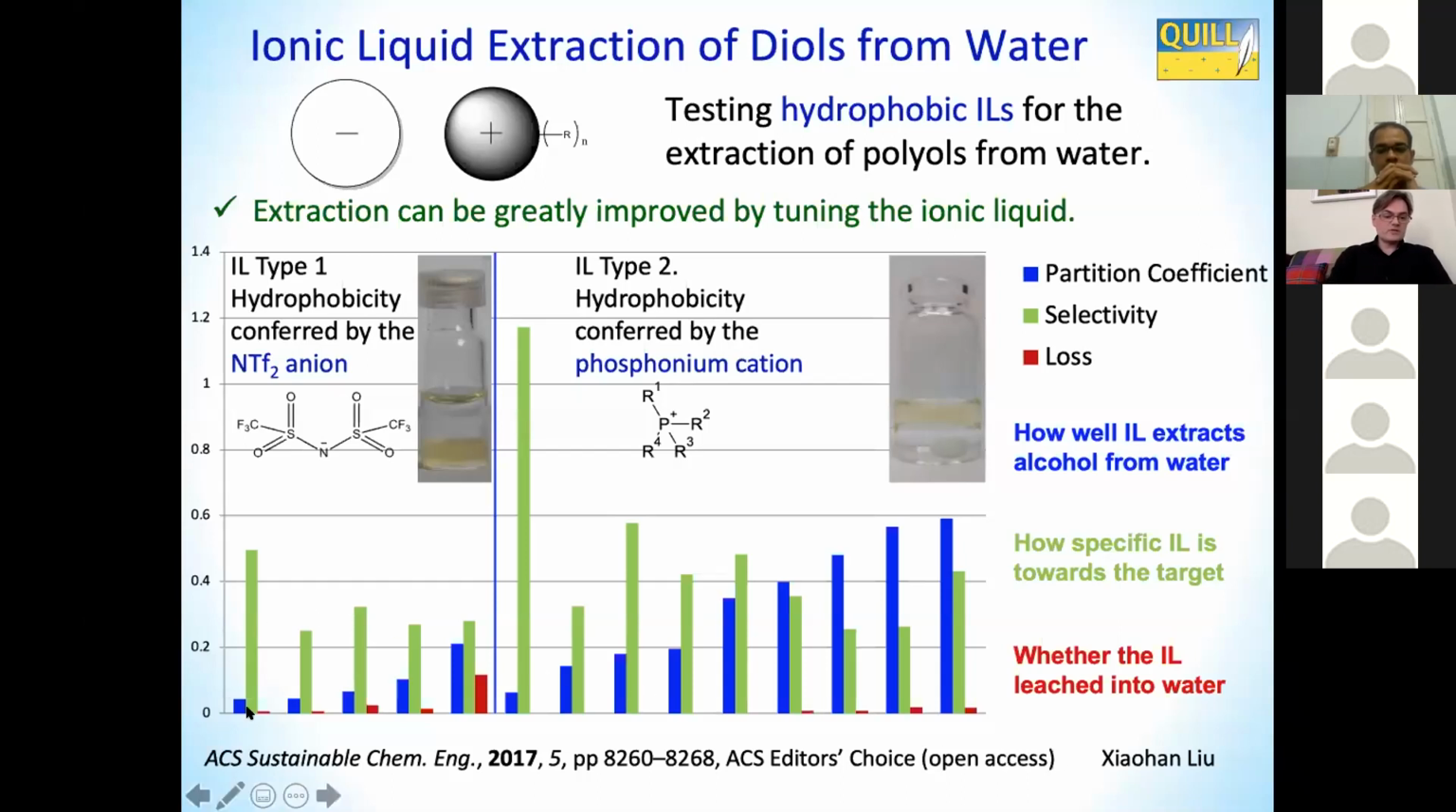So you can see from this diagram that ruled out all the bistriflamide ionic liquids. So we have these ionic liquids to play with because these ones do not dissolve in water, or they have no measurable dissolution in water.